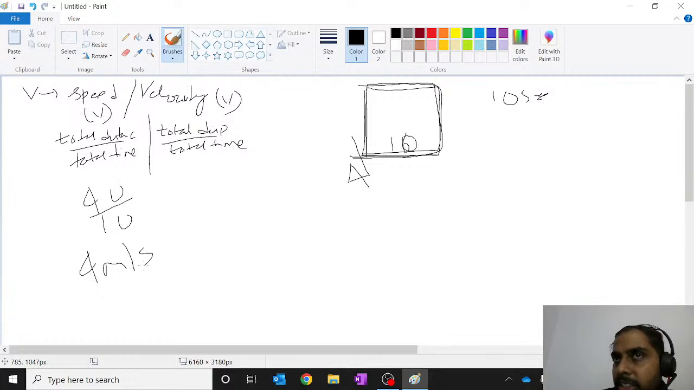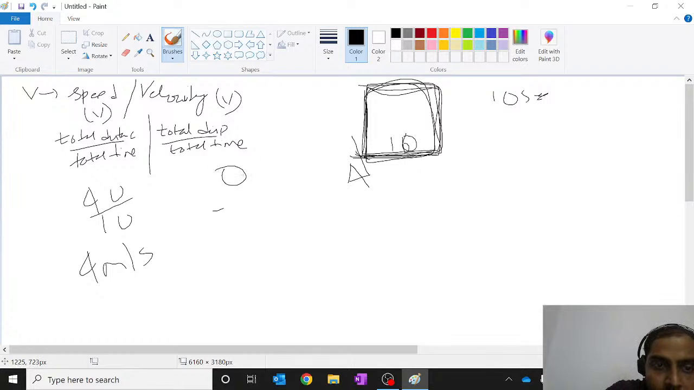The units all remain the same. The units between speed and velocity, or between distance and displacement, are all the same. There you have meters, here you have meters per second. But the concept changes when coming to velocity. Now what is your velocity? Total displacement by total time. What is your displacement? Zero, because you've come back to the same position where you started. So displacement is zero, therefore your velocity here is zero.